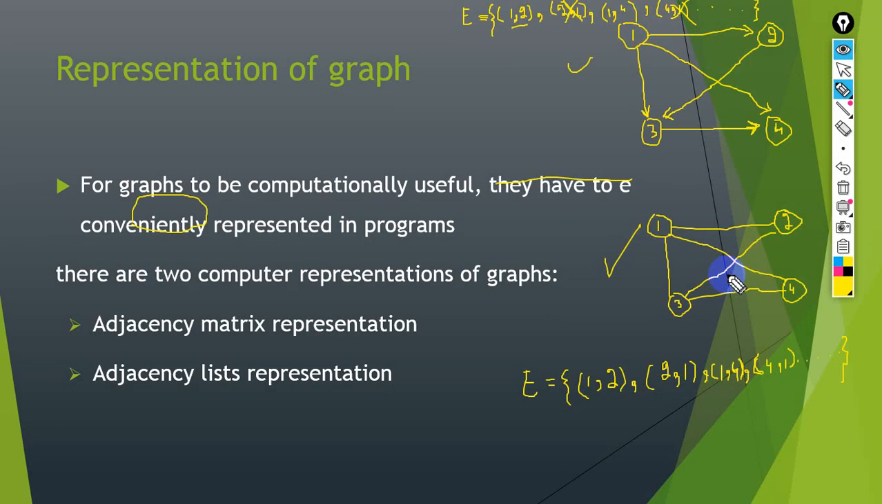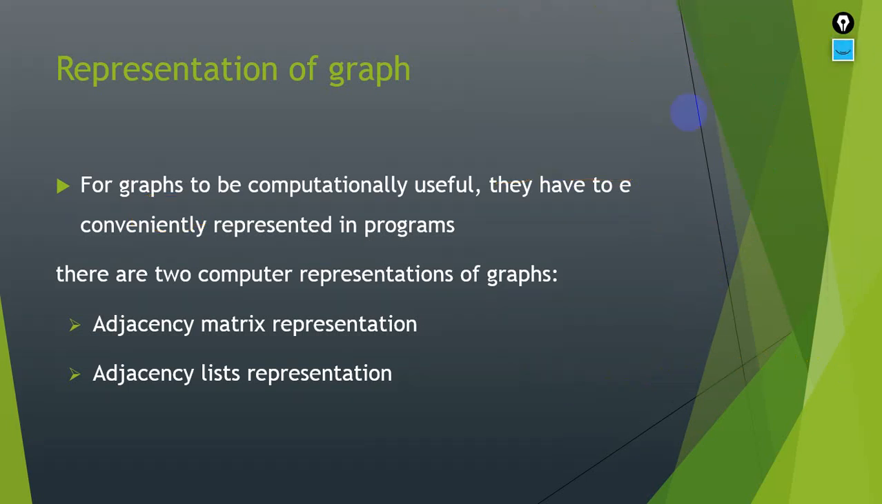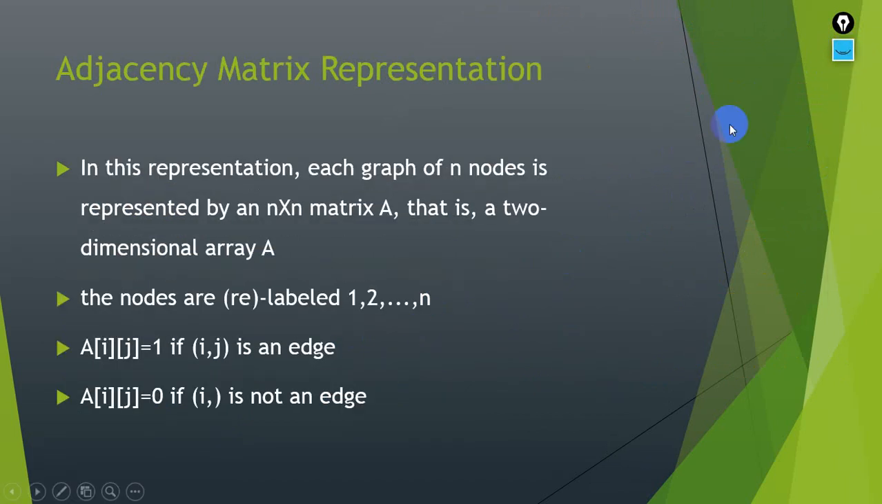How are we representing a graph in the computer or the program? We are representing a graph by using two ways in a computer program. What are those two ways? The first one is the adjacency matrix representation, and the second is the adjacency list representation. These are the two representations of a graph that we have in computer programming. We will discuss both of them one by one, so let me discuss it in the next slides.